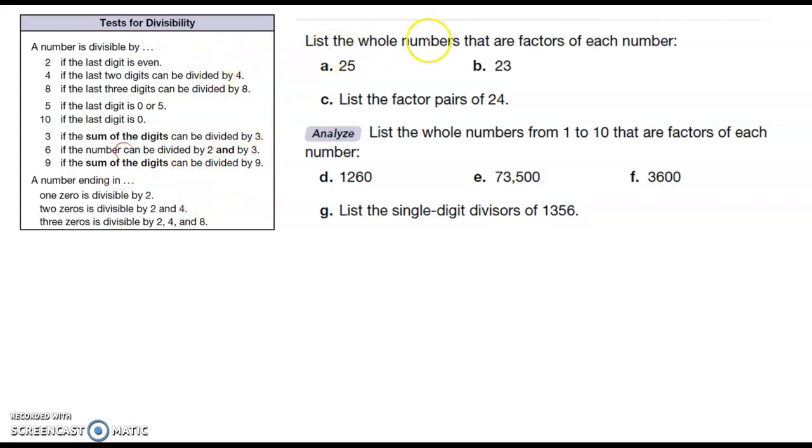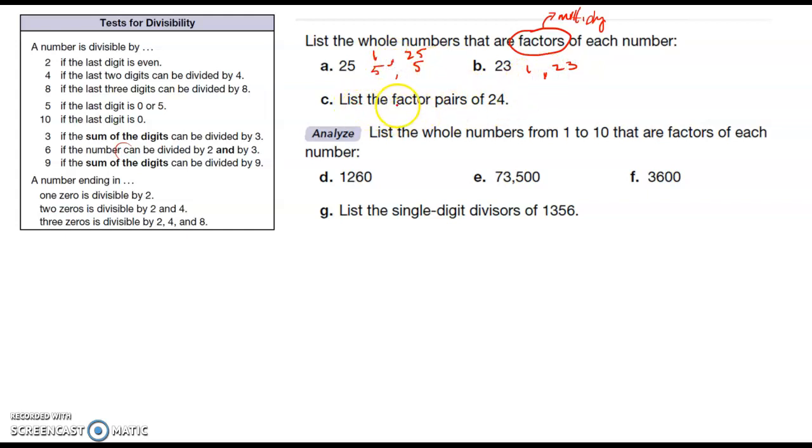So, list the whole numbers that are factors of each number. Factors are the numbers that you can multiply to get a product. So say, for instance, 25, I can multiply 1 and 25. I can multiply 5 and 5. And that's it. That's all that goes in there. B, it says 23, so 1 times 23, those are both factors. That's a comma, guys.